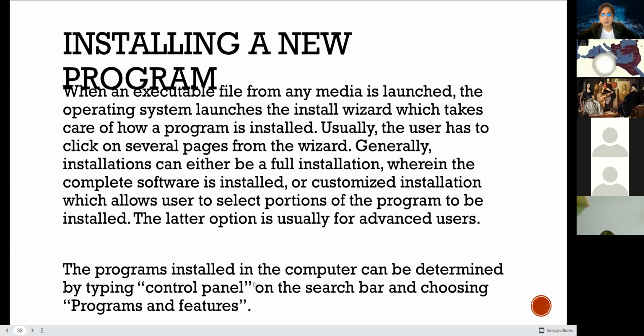The programs installed in a computer can be determined by typing control panel on the search bar and choosing programs and features. If you can actually see your program there, or the program that you had installed, then it means to say that you completely or successfully installed your program.